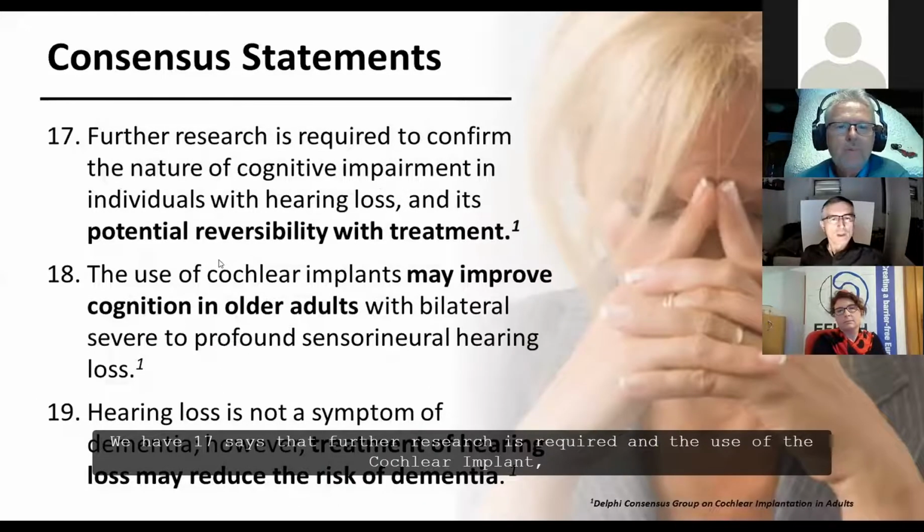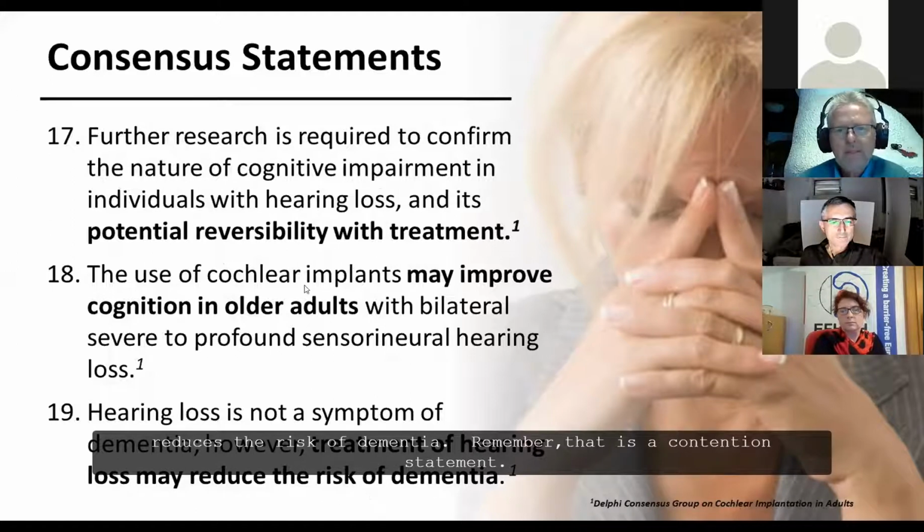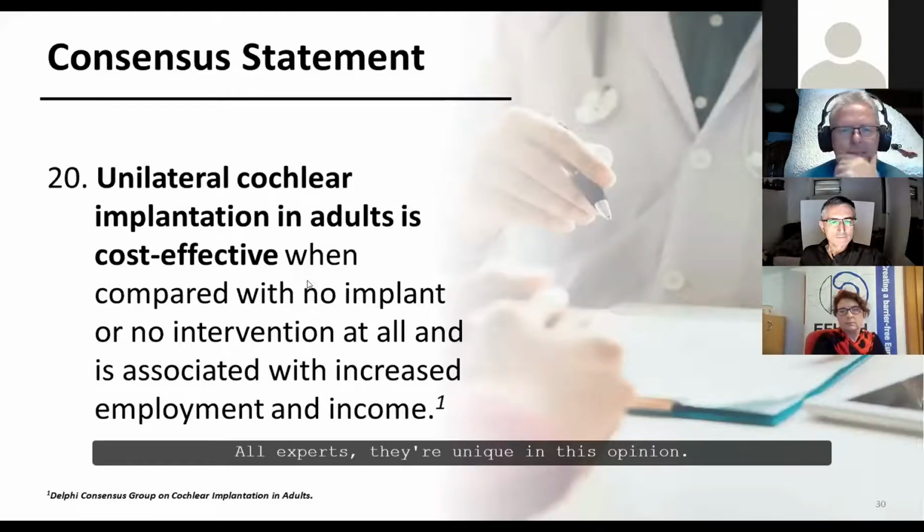So we have the 17th, that further research is required, and the 18th, that the use of a cochlear implant may improve cognition in older adults, and the treatment of hearing loss may reduce the risk of dementia. Remember, that is a consensus statement. All the experts are unanimous in this opinion.